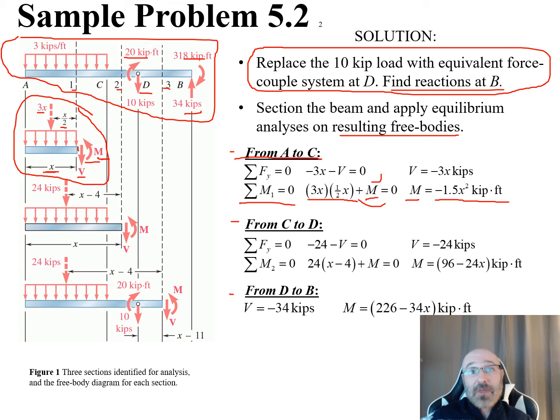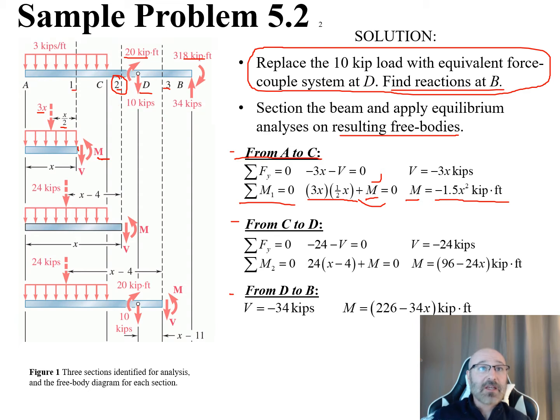Now we can do the same thing from C to D. So from C to D, if we want to do that same thing right there, we're going to draw this out to some distance over here. This is part 2, or section 2 right there. Now if we look at this from C to D, this goes out a little bit further now, and it goes past that point C. So we have this entire distributed load right here, which is going to be this 3 kips times the total distance of 8 feet. So that's why we have this 24 kips right there, and that is a distance of x minus 4.